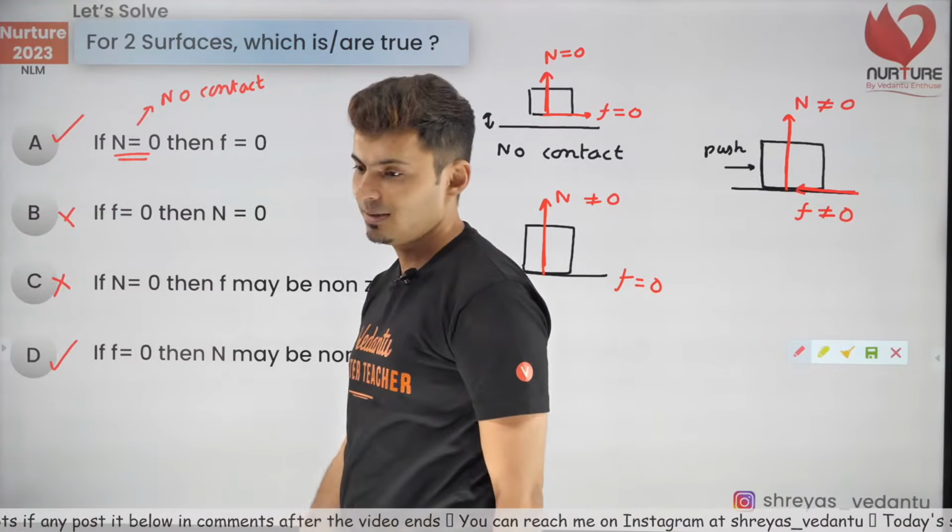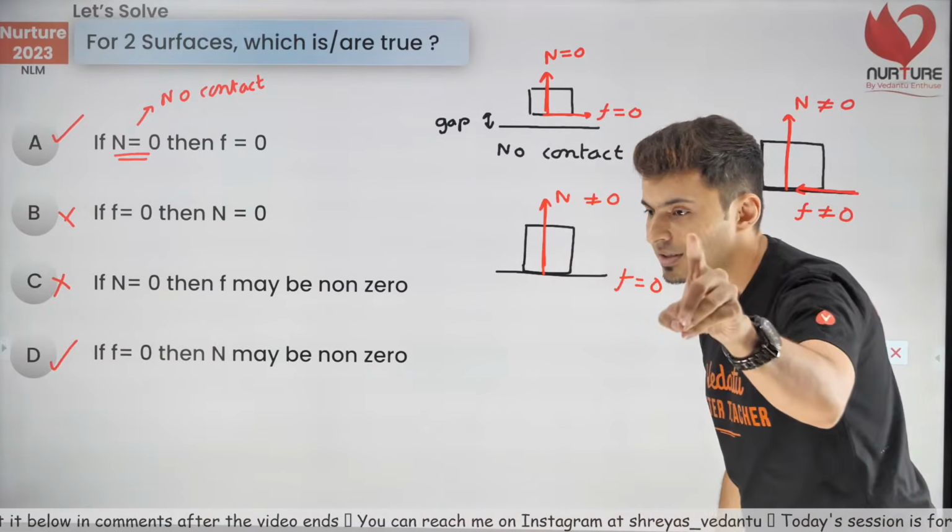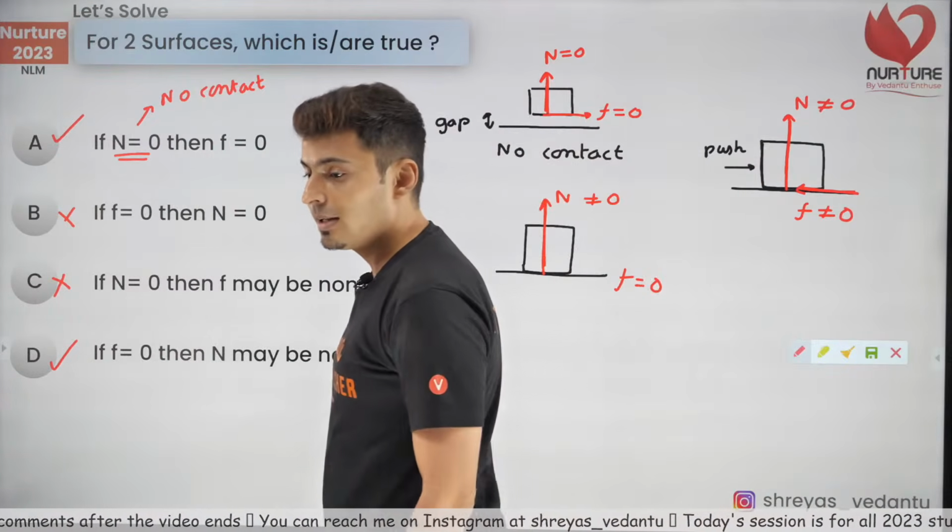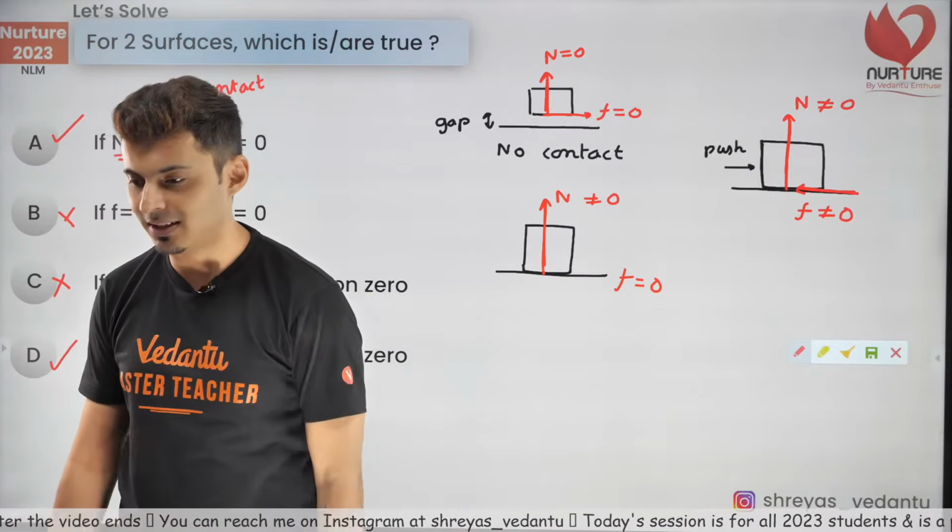B is wrong. Got it? Understood? No, Sahana, the Menti quiz will be there tomorrow at 7:30. Correct.